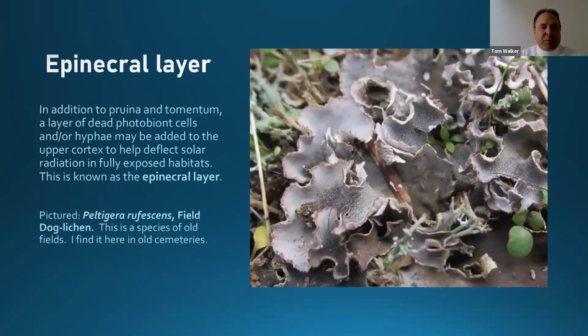And there's an epinecral layer. So in addition to pruina and tomentum, there's a layer of dead photobiont cells and/or fungal hyphae that may be added to the upper cortex that helps deflect solar radiation in species typically found in exposed habitats. And this is another species of Peltigera.